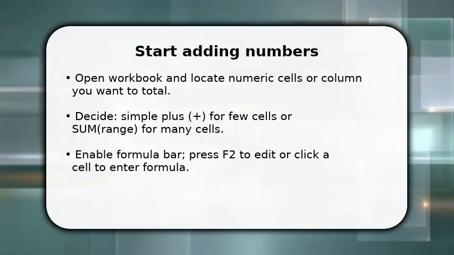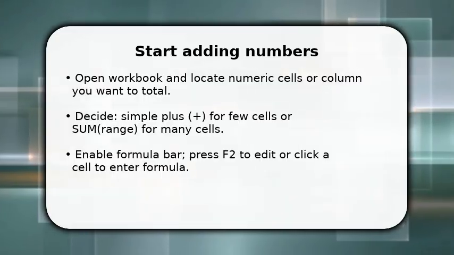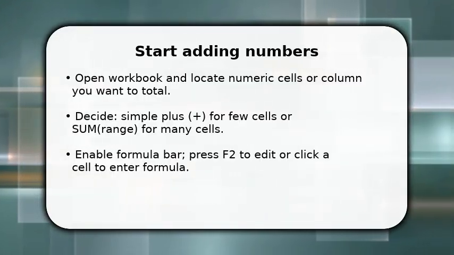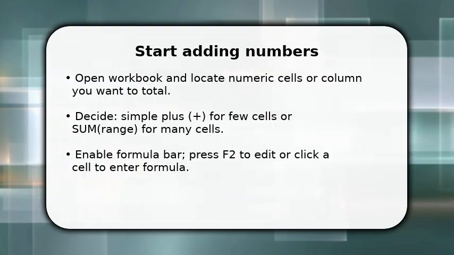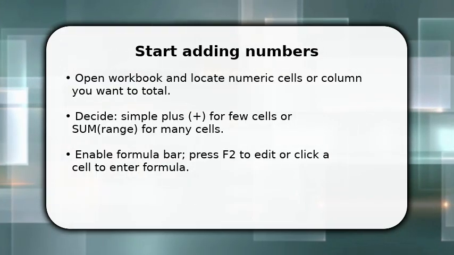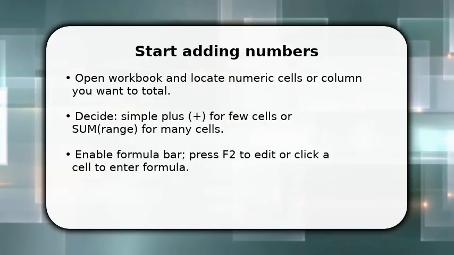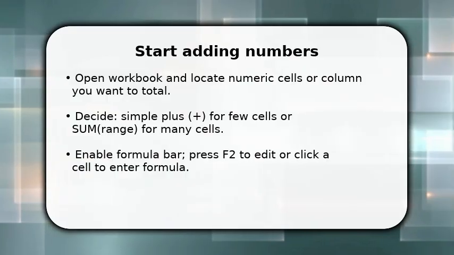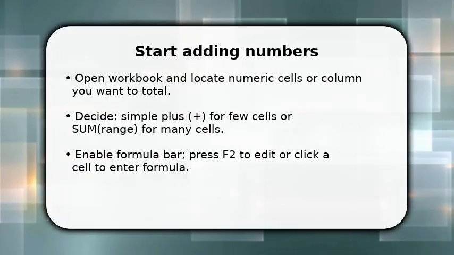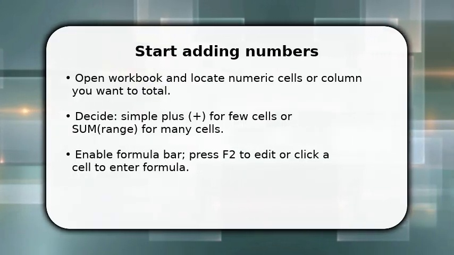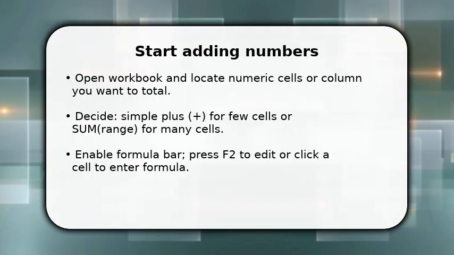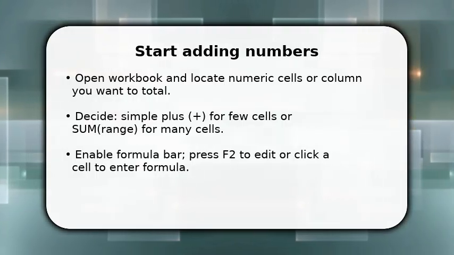Open the workbook and pick the cells to add now. First, click the destination cell where the total will appear. If you have a couple of values, type equals A1 plus A2 and press enter. That's fast and explicit. For longer lists, type equals SUM, then drag to select the range, close parentheses, and press enter. Once done, double-check the formula bar to confirm the correct references and adjust if you selected the wrong range.